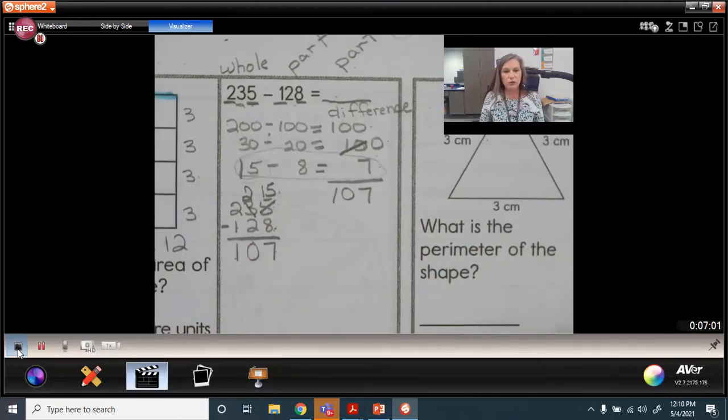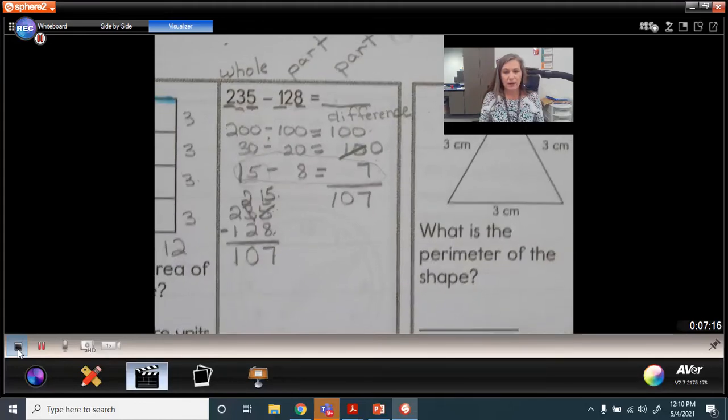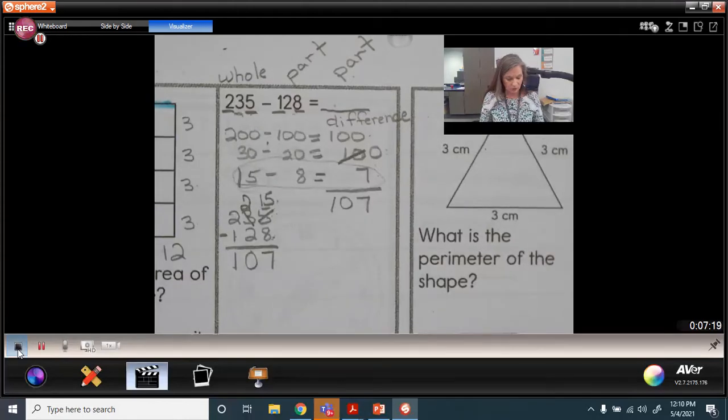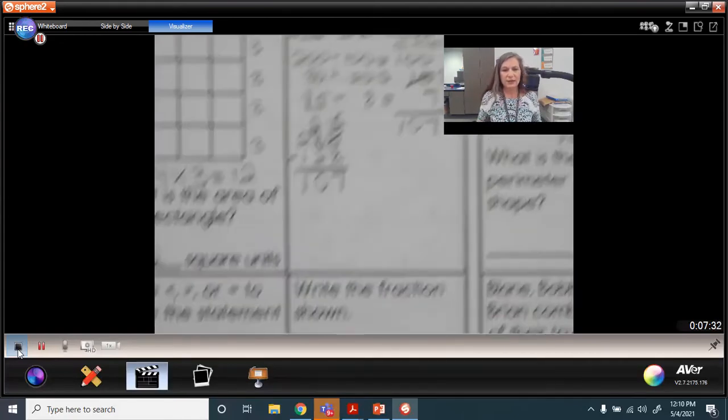So now what I want you to do as part of your discussion today, I want you to go into Schoology and give me an addition sentence that you can use to check your subtraction. Again, I want you to use an addition sentence to help you. How would you check this subtraction sentence using addition? All right, that's your discussion question for today.